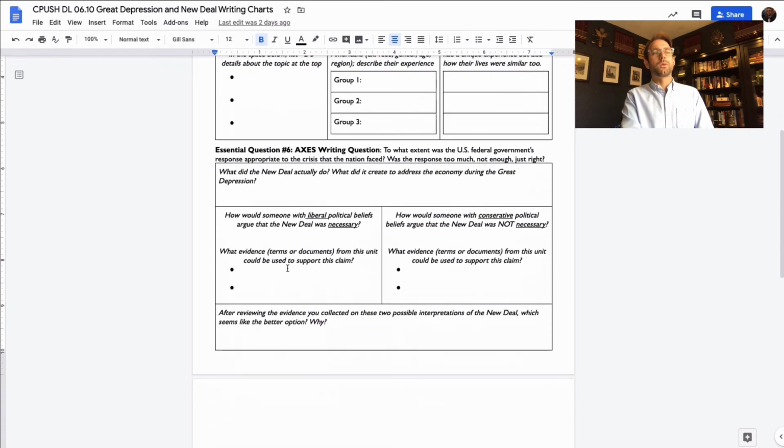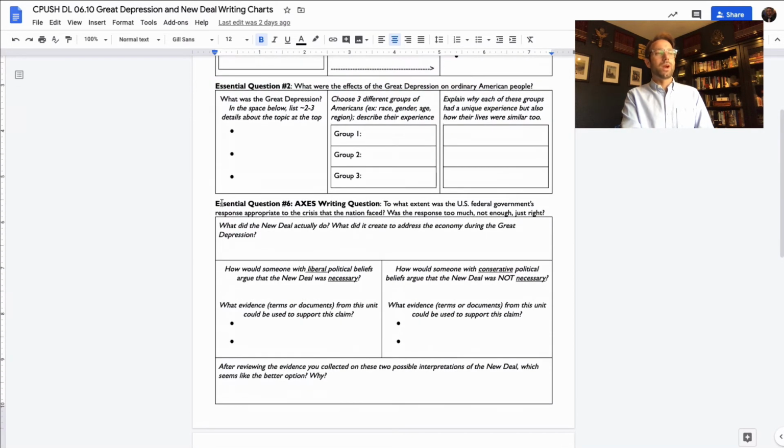Really, the more important one for you to do is this one right here with essential question number 6, because it is the one that you're responding to for the Axes paragraph. The question is, to what extent was the U.S. federal government's response appropriate to the crisis that the nation faced? Was the response too much, not enough, or just right?